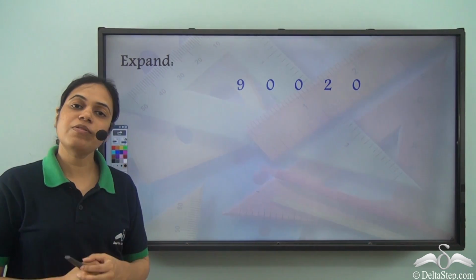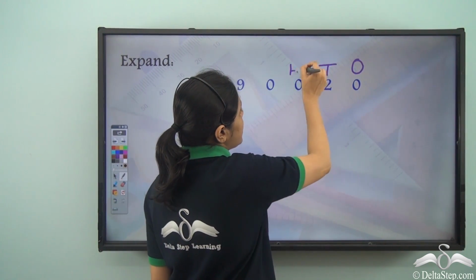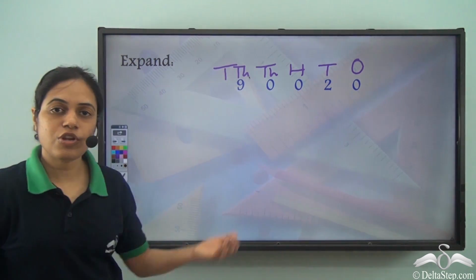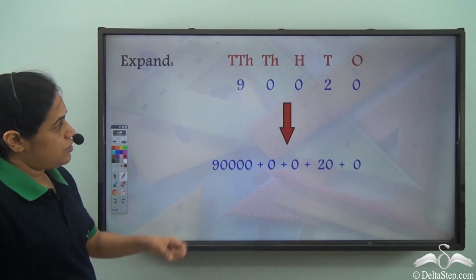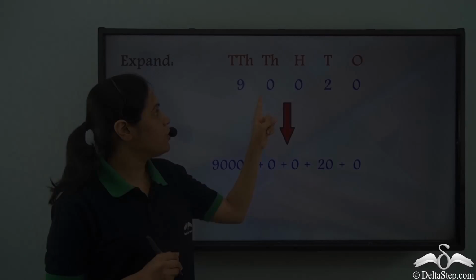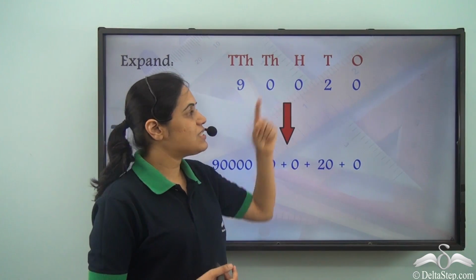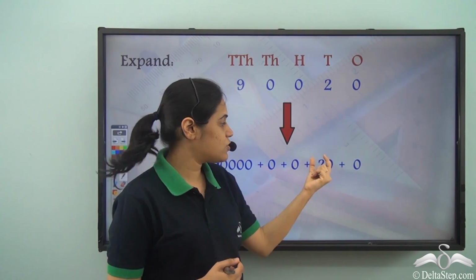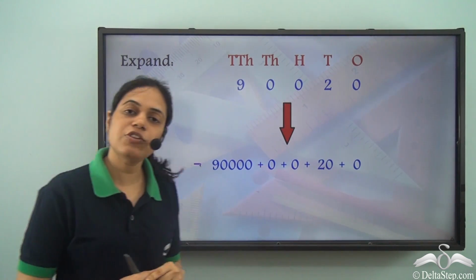Now what is the expanded form of this number? So this is the ones place, tens place, hundreds place, thousands place, 10,000s place. So now can you tell me the expanded form of this number? So 9 is in the 10,000s place. So the place value is 90,000. 0 always has a place value of 0 because 0 into anything is 0. 0 once again in the hundreds place. So the place value is 0. 2 is in the tens place. So the place value is 20. And we once again have a 0 in the ones place with place value 0.